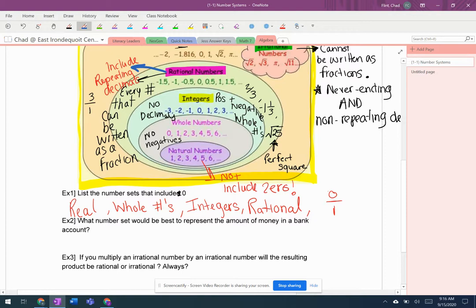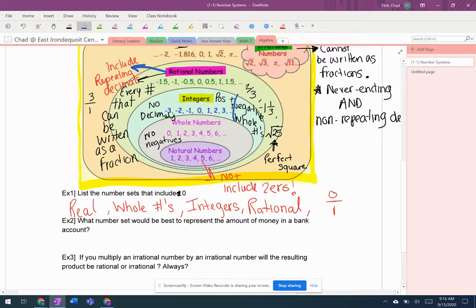The integers have negatives, but the integers don't have decimals. And it is okay to have a decimal amount of money in your bank account, right? Those are your pennies, your cents. So it can't be integers. That leads us to rational numbers.